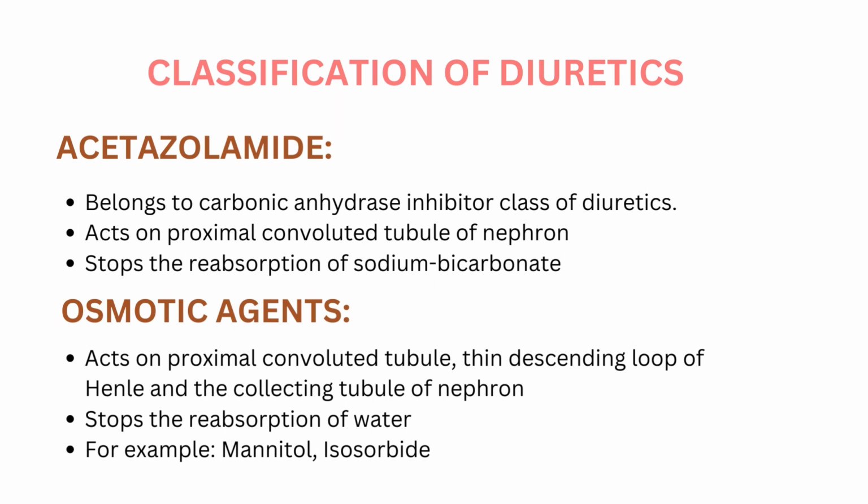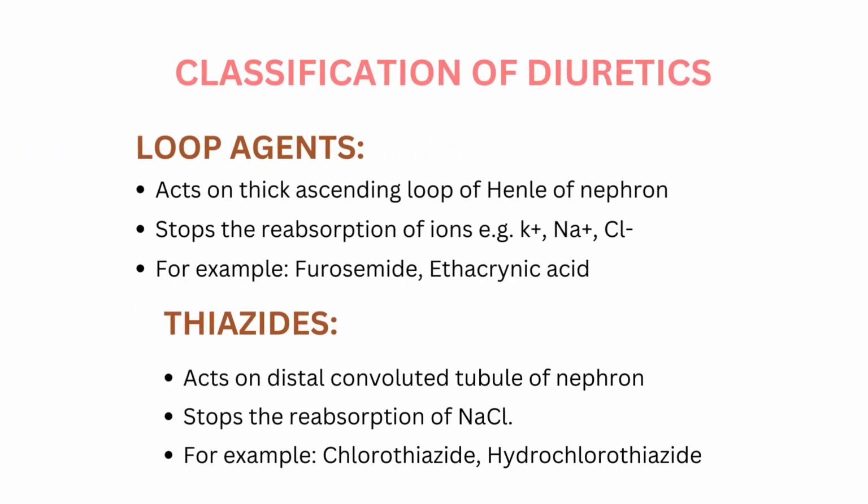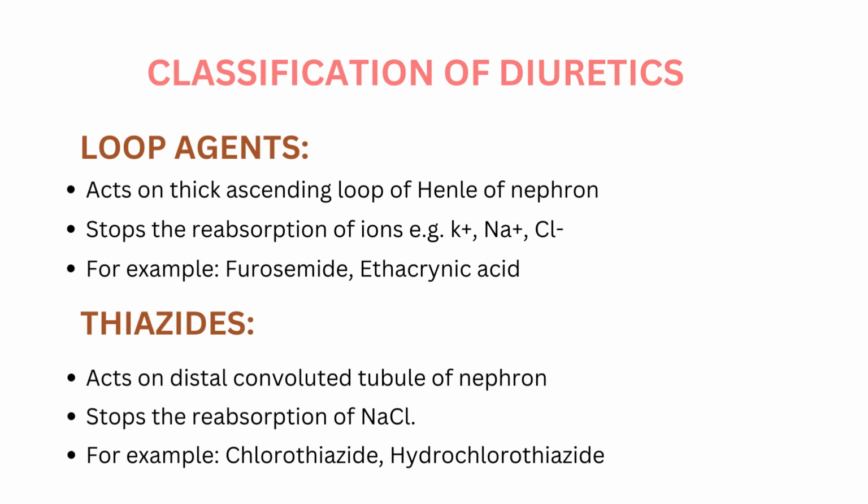While osmotic agents act on the proximal convoluted tubule, thin descending loop of Henle, and the collecting tubule of the nephron, it stops the reabsorption of water. For example, mannitol, isosorbide. Loop agents act on the thick ascending loop of Henle of the nephron. It stops the reabsorption of ions like potassium, sodium, chlorine, for example, furosemide, ethacrynic acid, while thiazides act on the distal convoluted tubule of the nephron. It stops the reabsorption of sodium chloride, for example, chlorothiazide, hydrochlorothiazide.